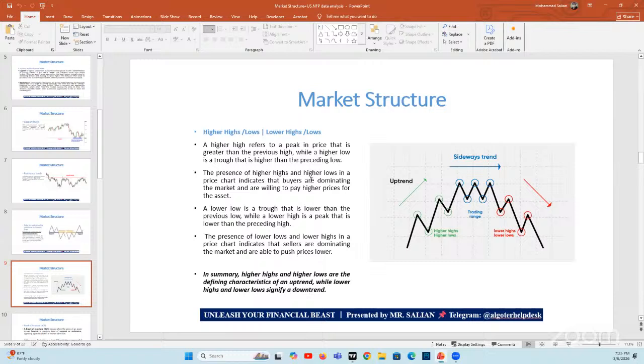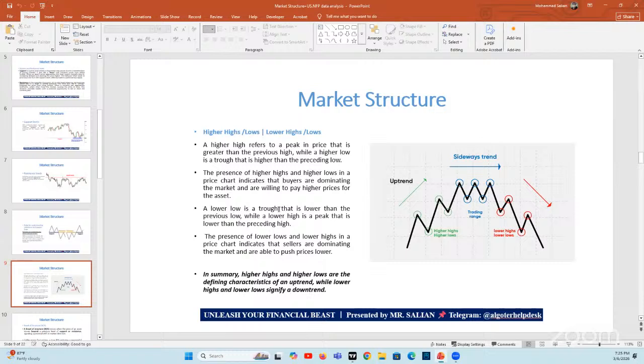The presence of higher highs and higher lows in a price chart indicates that, sorry, this is the higher low. Okay, higher low, higher high, higher low, higher high, higher low. The presence of higher highs and higher lows in a price chart indicates that buyers are dominating the market, which is true, and are willing to pay higher prices for the asset.